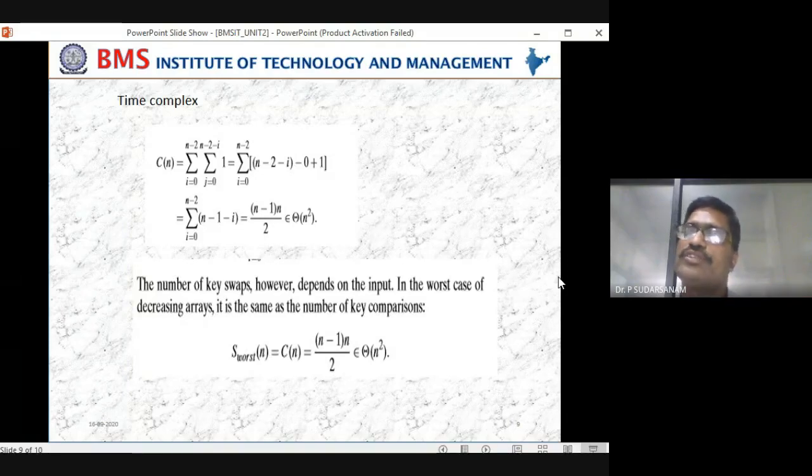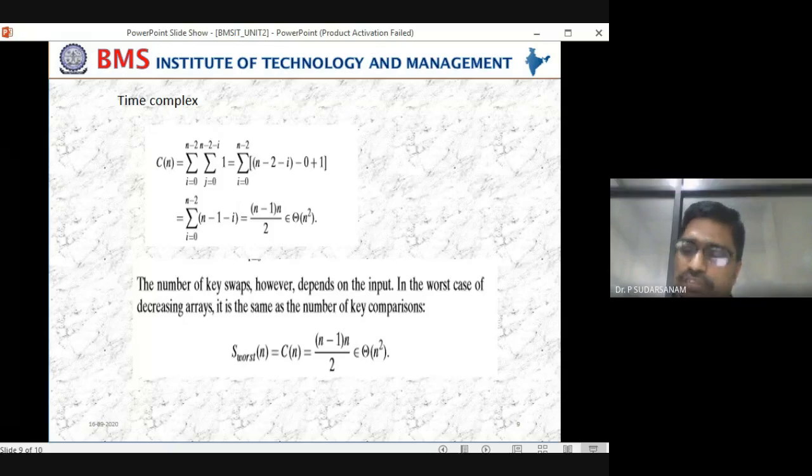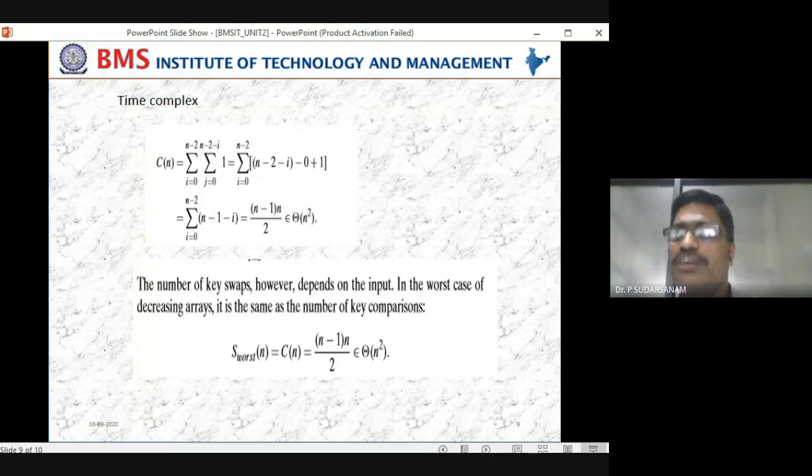Now we have to see the remaining sorting techniques: what are their time complexities, and which one executes in a better way. So now we have to see one by one how they work. That is what we have to do.